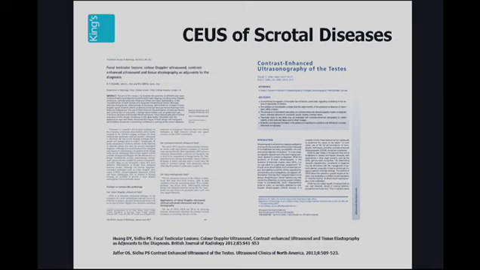Finally, there are publications out there combining the use of contrast-enhanced ultrasound with B-mode and color Doppler ultrasound, and also adding tissue elastography to aid in the diagnosis. This again may become more important in the future.